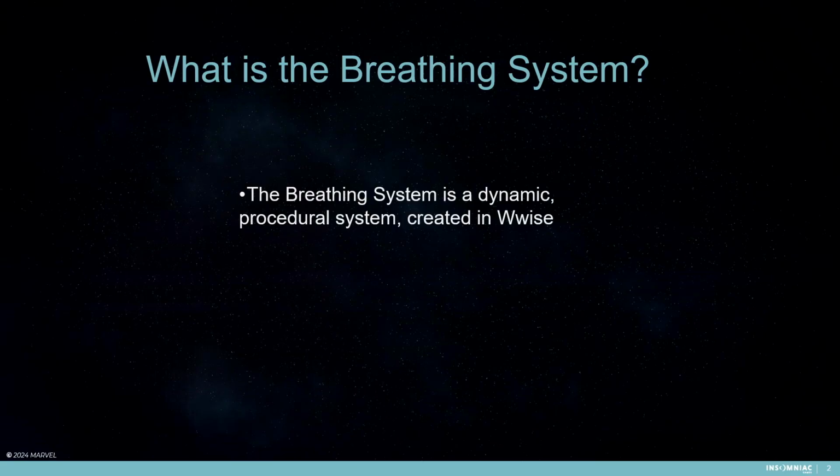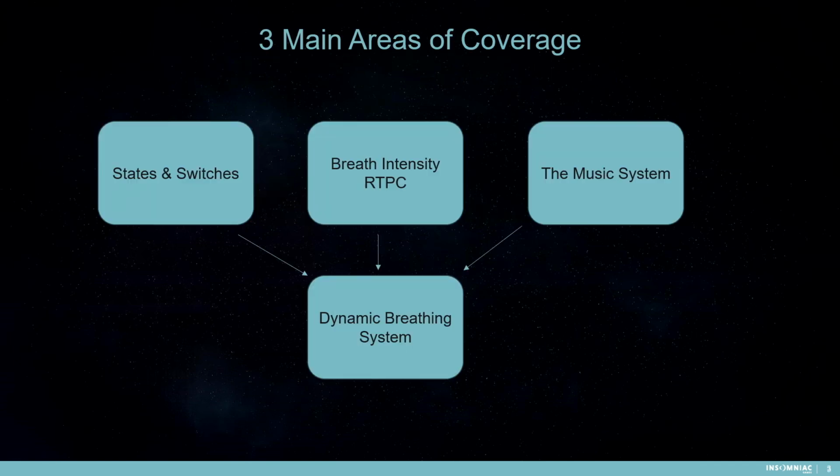So what is the breathing system? Our breathing system is a dynamic procedural system created within Wwise middleware. There are three basic poles that hold up this system: states and switches, a breath intensity RTPC, and the music system, which is the house that has all of the rules and transitions for us.